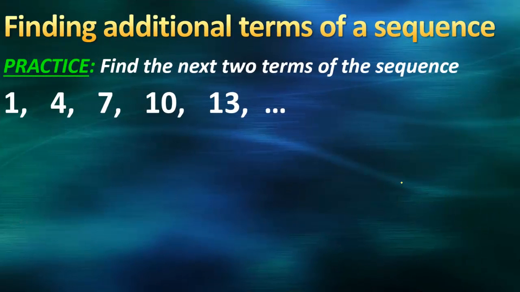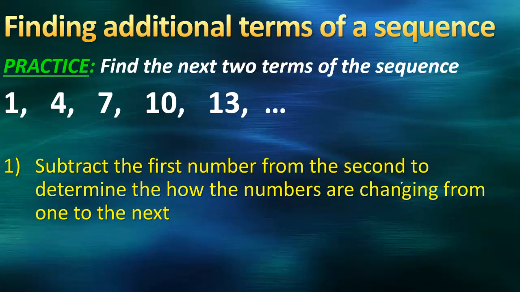All right, so some ways to find additional terms of a sequence. You might be asked to find the next two terms of the sequence, and you've got 1, 4, 7, 10, and 13. So first thing you want to do is subtract the first number from the second to determine how the numbers are changing from one to the next. So if we take 4 minus 1, we are going to get 3. All right, so we're adding 3 each time.